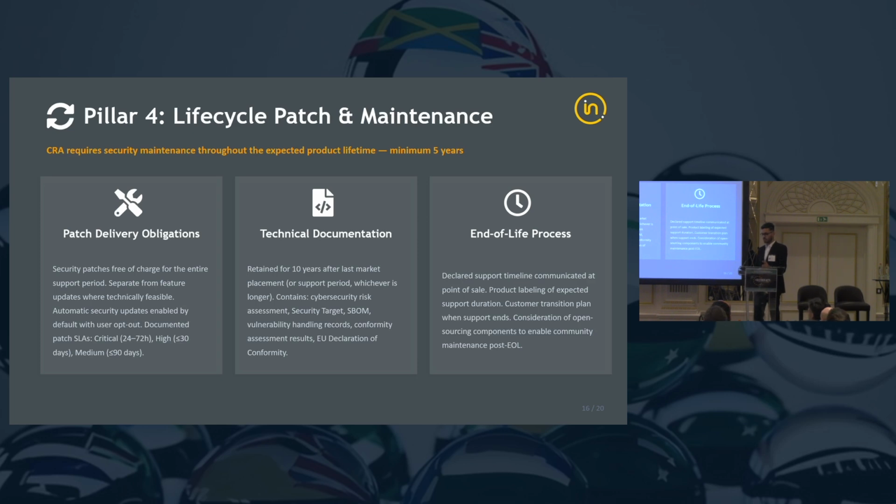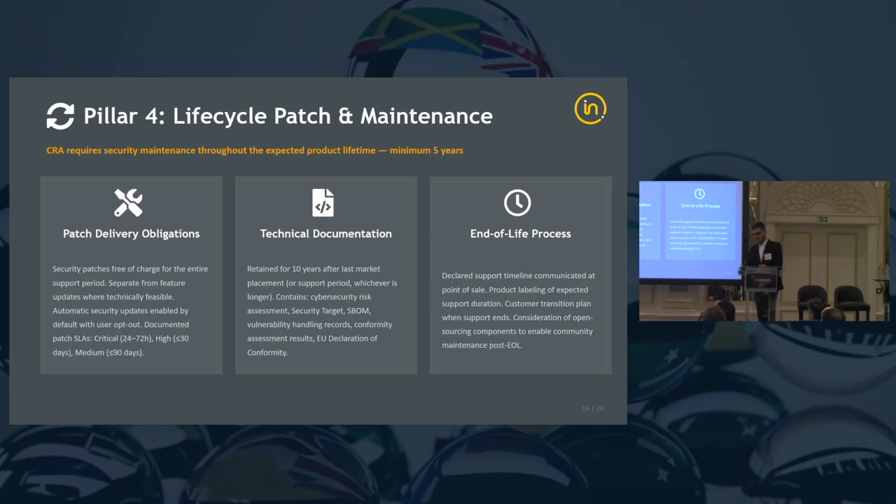They have to be free of charge for the entire support period, and they have to be separate from your feature updates wherever technically feasible. And CRA is very explicit about this. Also, you have to have automatic security updates enabled by default, with the user being able to opt out of them. And you also need documented patch SLAs.